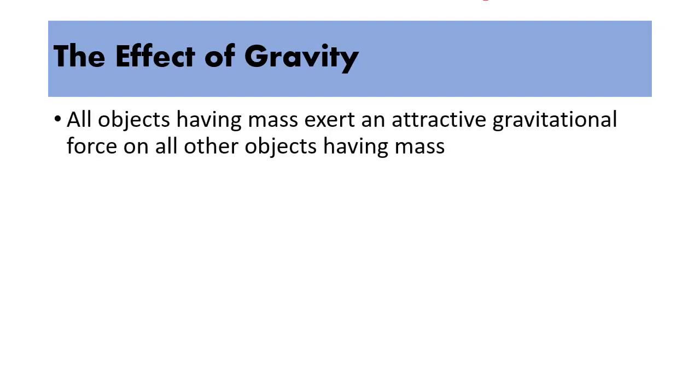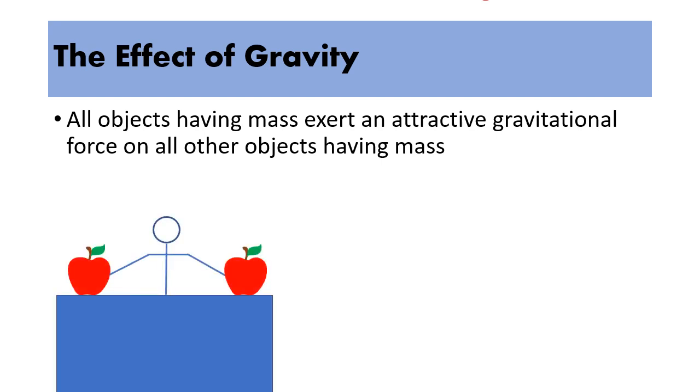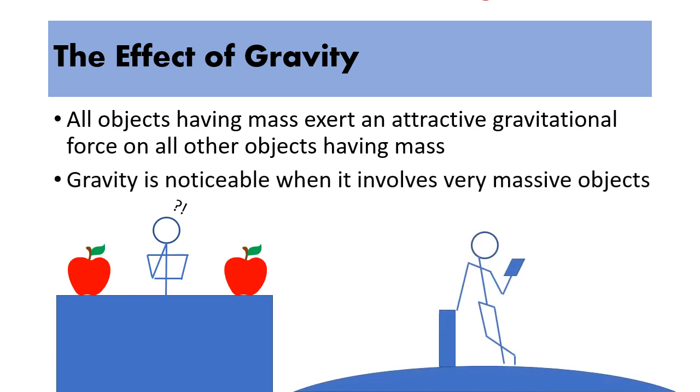We will start by looking at the basic effect of gravity, which is that all objects having mass exert an attractive gravitational force on all other objects having mass. This is true for all objects regardless of their size. However, this effect is not at all noticeable for the everyday objects that we interact with. Say, two apples held apart on a table will not suddenly move towards each other the moment we let go. Gravity is only really noticeable when it involves very massive objects like, say, the Earth.